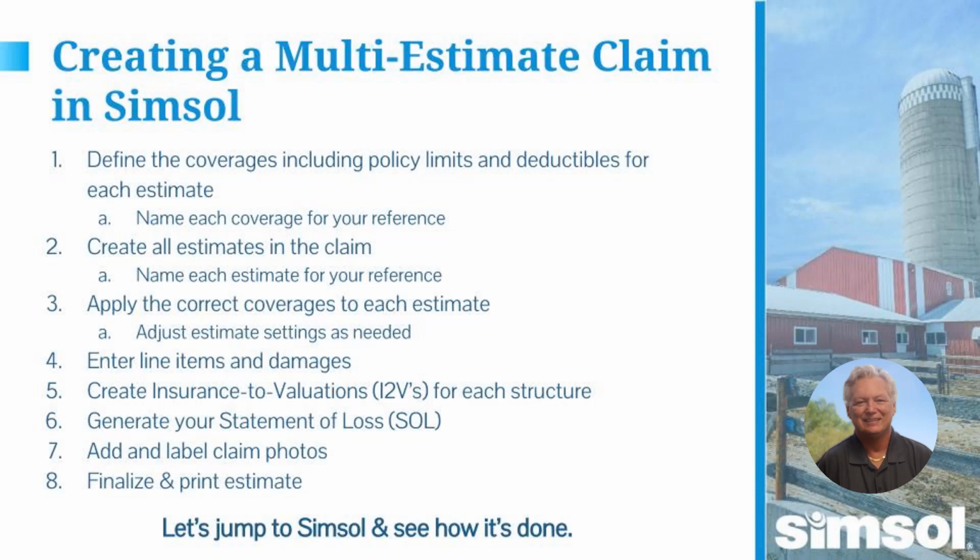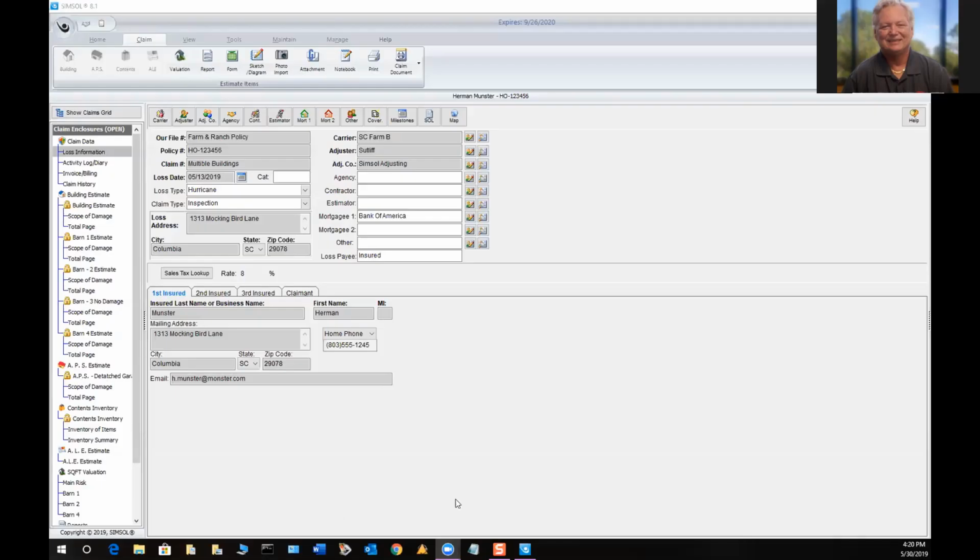We're also going to, like I said before, generate the statement of loss, and then we're going to label the claim photos, and then we're going to finalize it by printing it. So let's jump to Simsol and see how it's done. Okay, so I'm going to come up here, and then we're going to go right into our Simsol system. All right, you should be able to see my system right here.